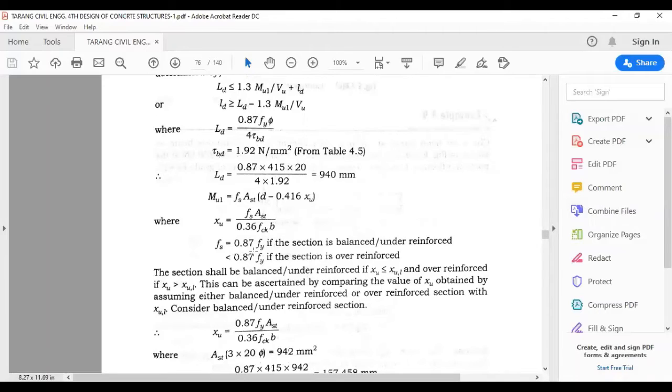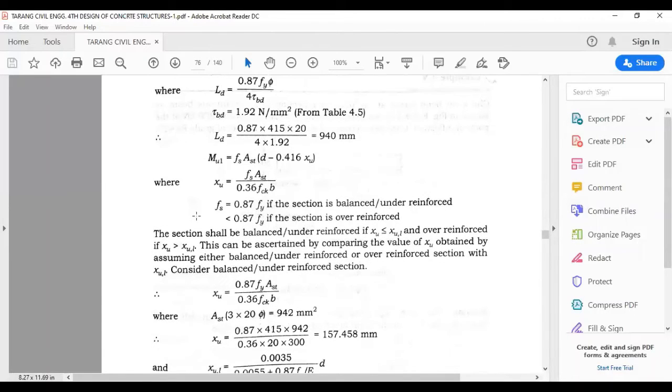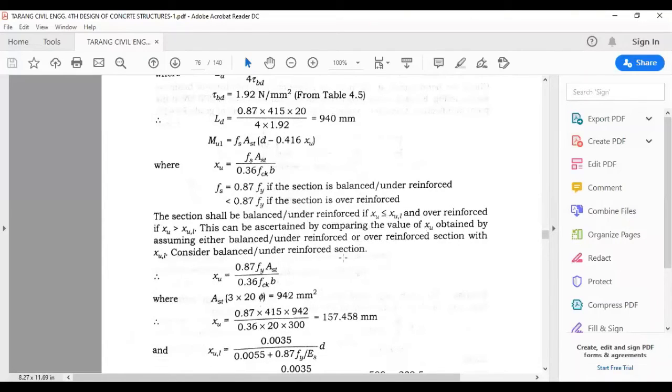Where Fs is 0.87 Fy if the section is balanced or under reinforced, as we discussed, and this is less than 0.87 Fy if the section is over reinforced. So the section shall be balanced or under reinforced if Xu is less than or equal to Xu1, and over reinforced if Xu is greater than Xu1. So we'll find out the value of both and compare.